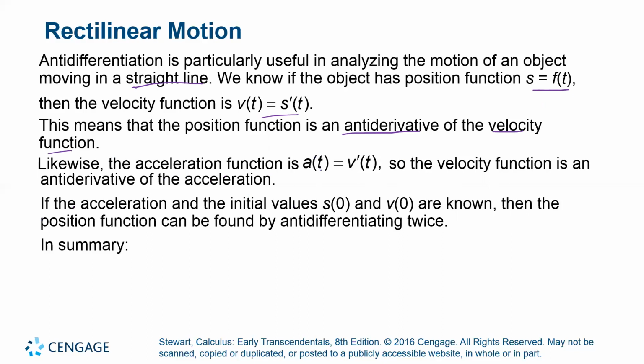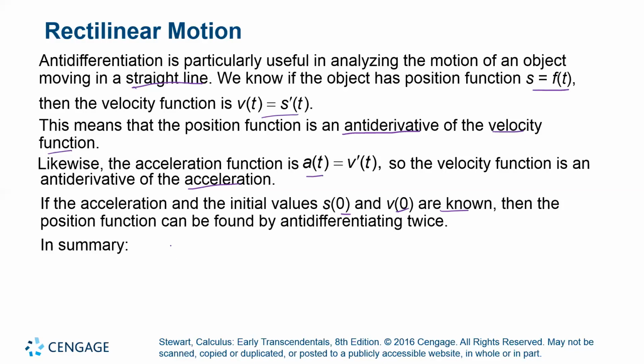Likewise, the acceleration function is given by a of t equal to v prime. If we differentiate the velocity, because the rate of change in velocity is acceleration. So the velocity function is an antiderivative of the acceleration function. So if the acceleration and the initial values s of 0, v of 0 are known, then the position function can be determined by finding the anti-differentiation twice. Okay, in summary, this is what is happening.